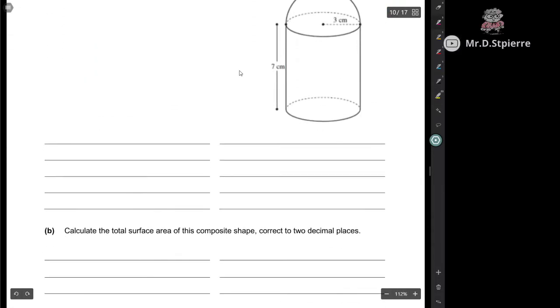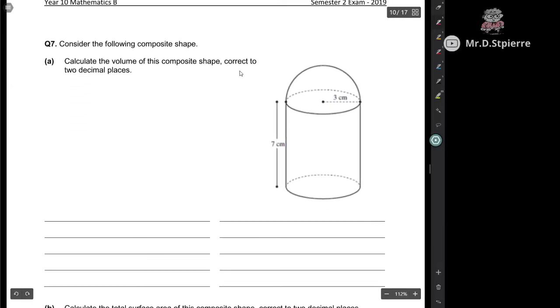Right, question 6. Calculate the volume of this composite shape correct to 2 decimal places. Okay. First hint: as soon as we see that we're not answering in exact form, and we're told how many decimal places, keep a reasonable amount of decimal places until the very final answer. If you start rounding too early, you might end up getting the wrong answer. So that's just my biggest hint.